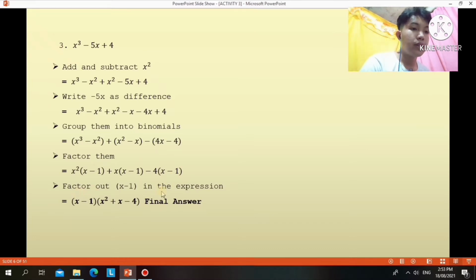So then factor out x minus 1 in the expression. Our equation will be x minus 1 times x squared plus x minus 4. So this is our final answer.